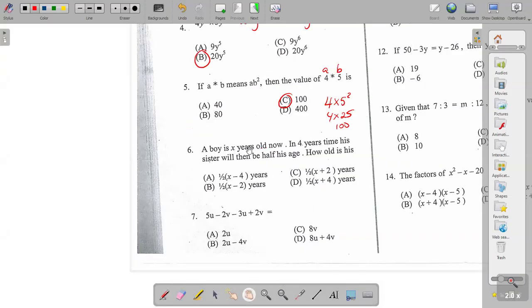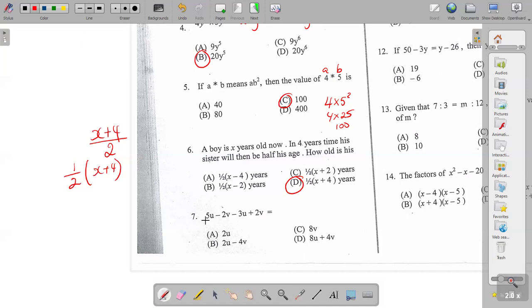A boy is X years old now. In 4 years' time, his sister will then be half his age. A boy is X years old. In 4 years' time, that means he's going to be 4 years older. So that would be X plus 4, right? In 4 years' time, his sister will be half his age. So you divide by 2, or you say half of X plus 4. So which one represents half of X plus 4, which is D.